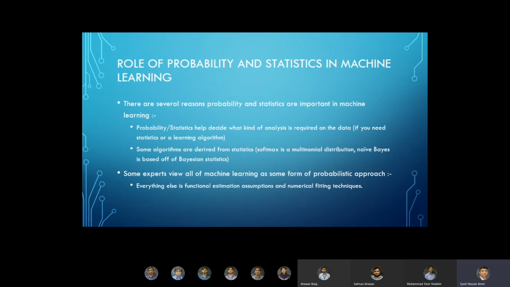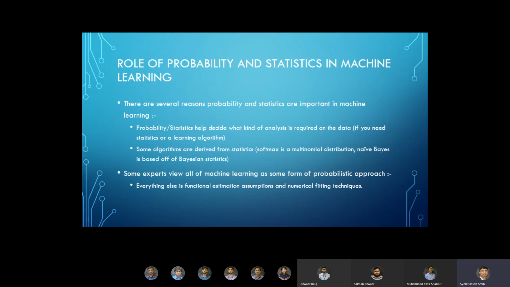So we have maximum likelihood classification, Bayes classification, and so on. Some experts view all of machine learning as some form of probabilistic approach. So that's another key perspective. All algorithms that we have developed so far can be explained and implemented in a probabilistic way. Everything else is functional estimation assumptions and numerical fitting techniques.